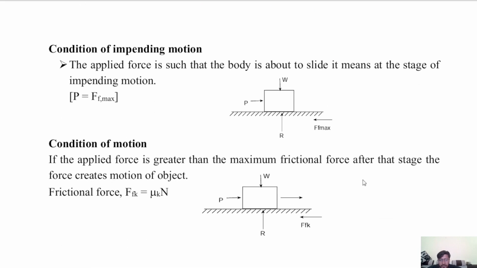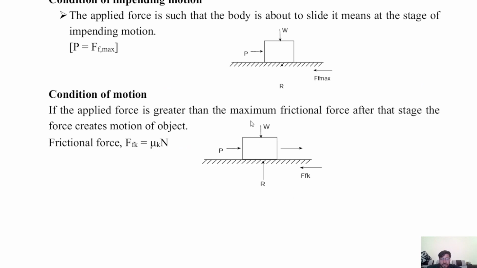Another condition is the condition of impending motion. It means the applied force is such that the body is about to slide. Impending motion means when the applied force P is equal to the maximum static friction, the body just starts to slide or starts to move. This motion is called impending motion, and this condition is when the applied force is equal to the maximum frictional force.